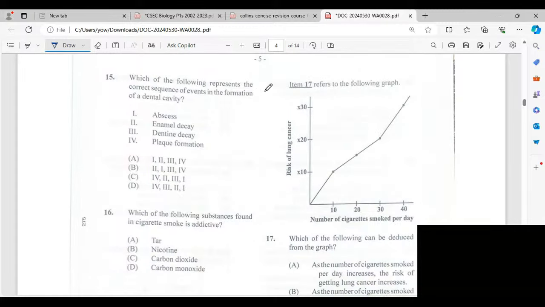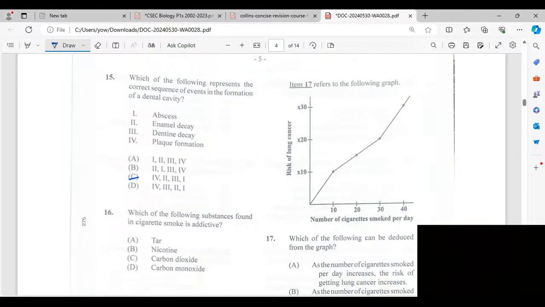15, which of the following represents the correct sequence of events in the formation of a dental cavity? So of course, we have plaque formation first. So this will be between C and D. Then we have the enamel decay, which is 2. So therefore the answer will be C. Then dentine decay and then 1 there. So that will be C. All right. So I hope you guys got that one.